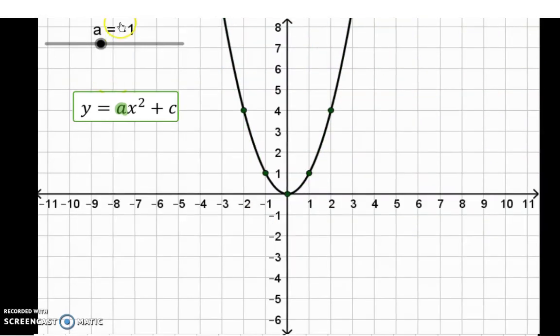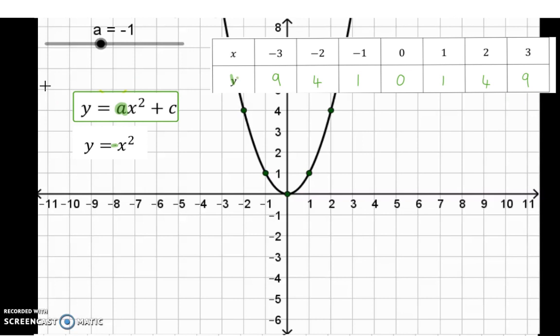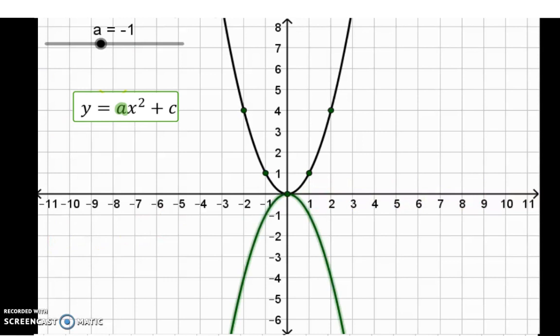The a value can also be negative. Remember that the equation gives you the relationship between the x and y coordinates. So this minus indicates that to determine the y value, the squared x value will now be multiplied by a minus. This means that the minus in the a value indicates that the graph will be reflected around the x-axis and now be below the x-axis.